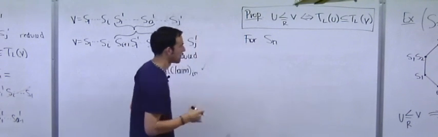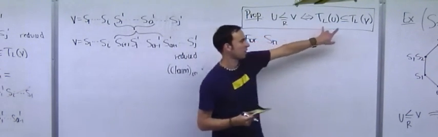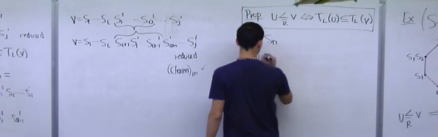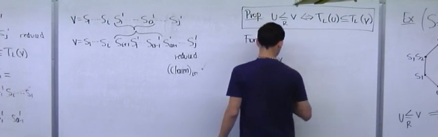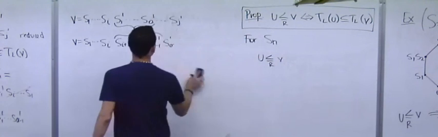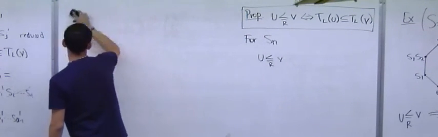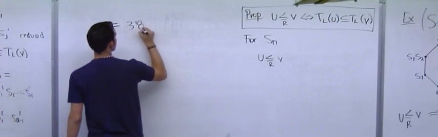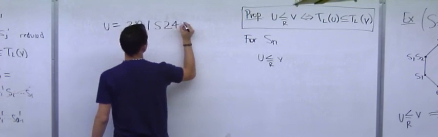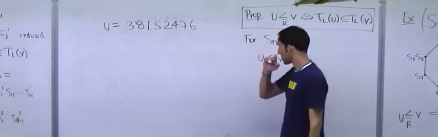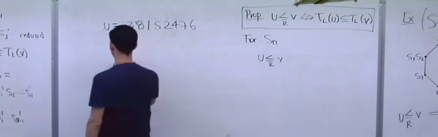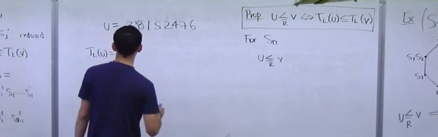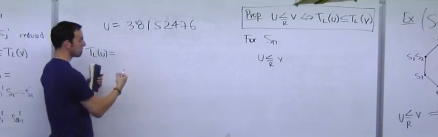So what this is saying for the symmetric group is that we have to remind ourselves what these sets look like for the symmetric group, right? So let's do that. Let's say that I take some permutation. U is equal to 3, 8, 1, 5, 2, 4, 7, 6. Okay. So what's TL of U?